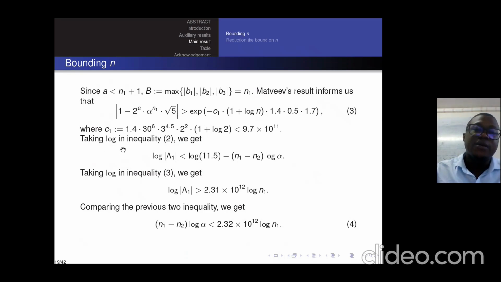And when we take the log in inequality 2, we get that log of the absolute value of lambda 1 is less than this. And taking the log in inequality 3, we also get this. And when we compare those two inequalities, we get equation 4.